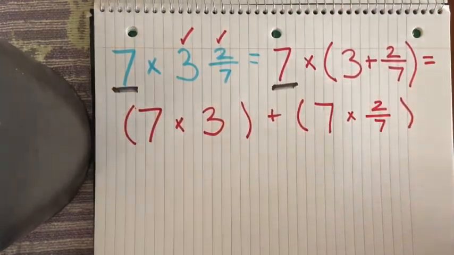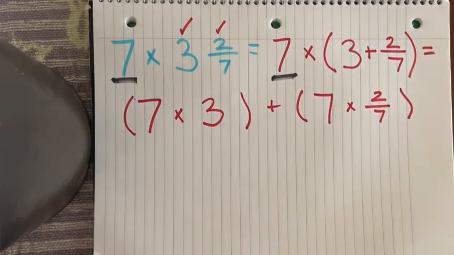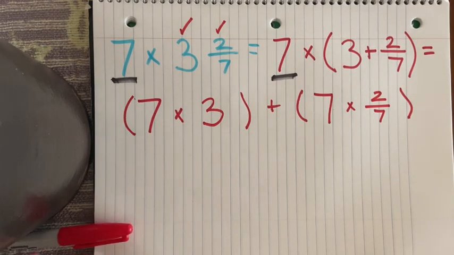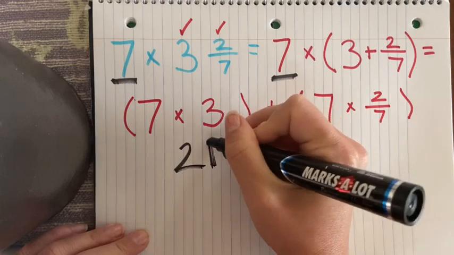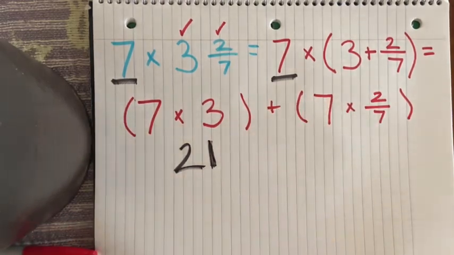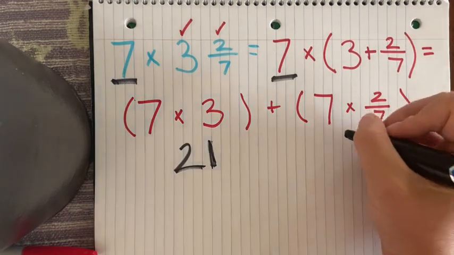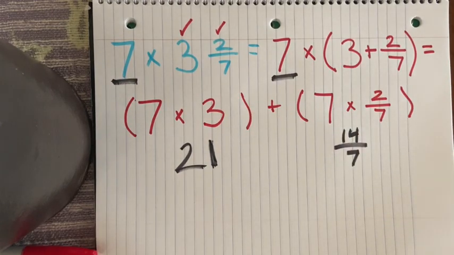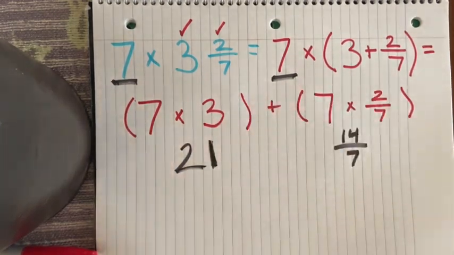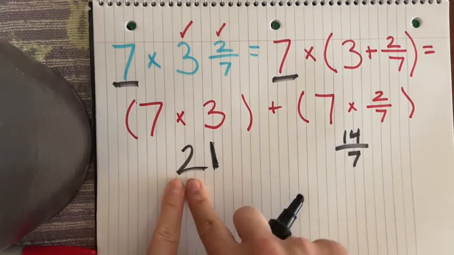Once you have these together, you are able to solve for the answer. 7 times 3, do the math. Yep, you get 21, the product of 21. And 7 times 2/7, multiply those numerators, multiply those denominators. Good, you get 14/7.